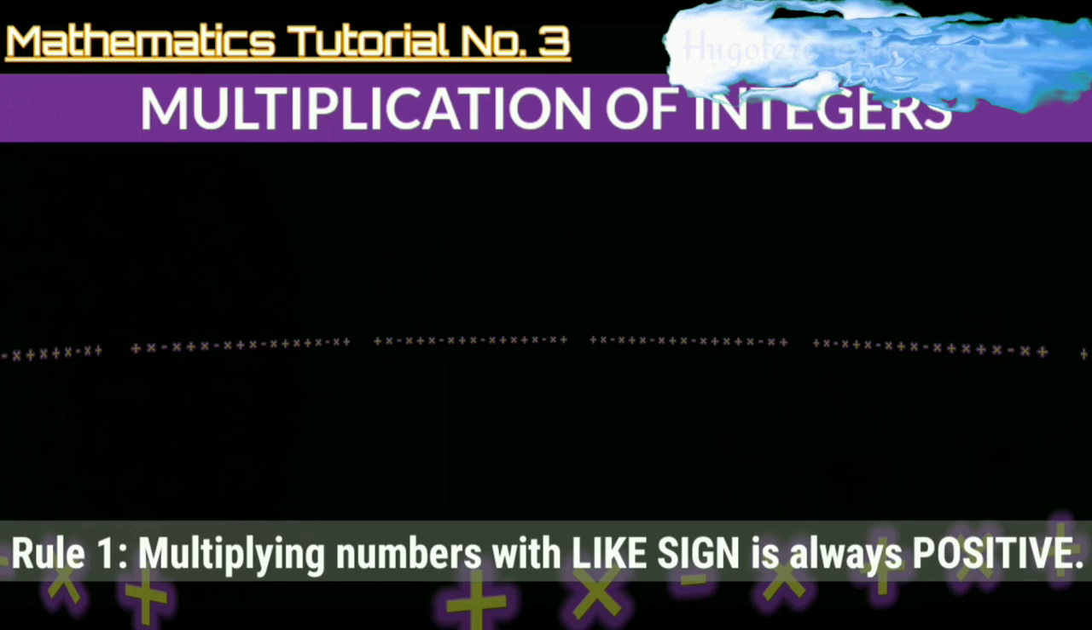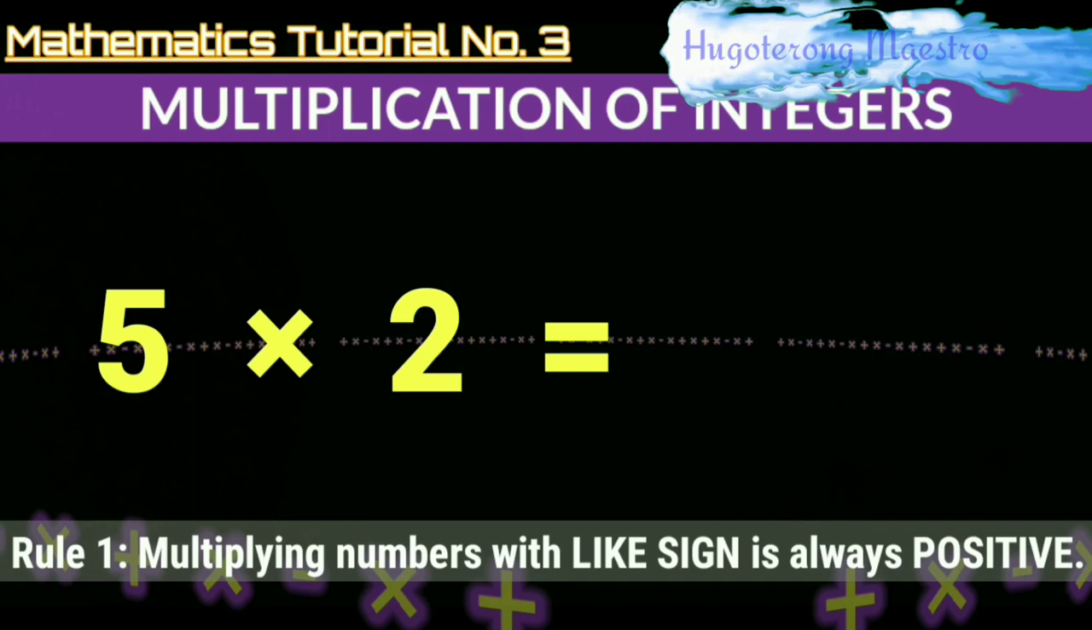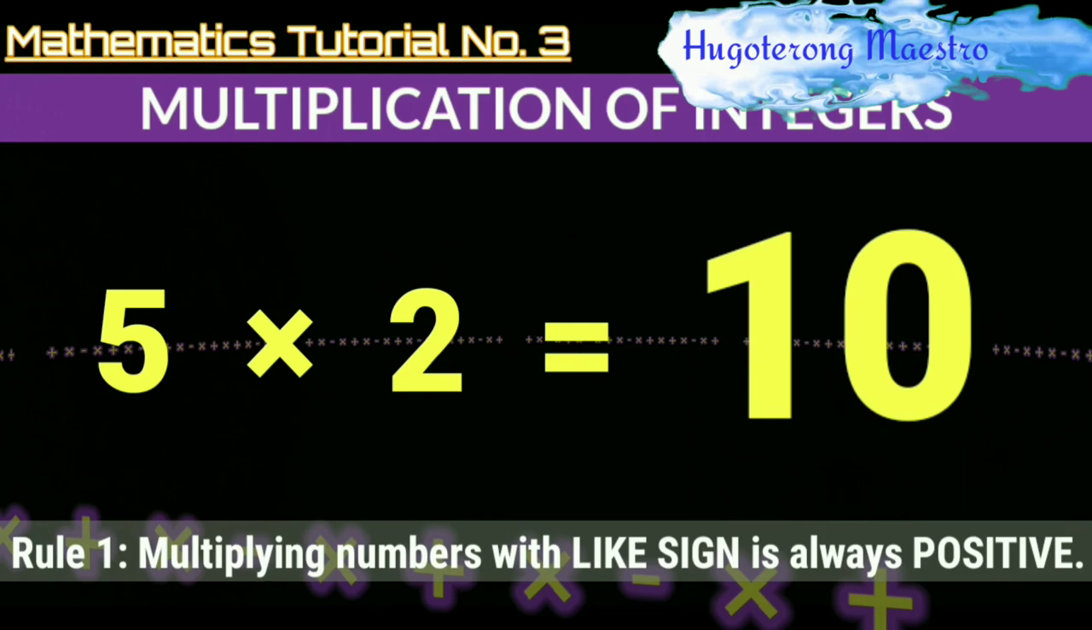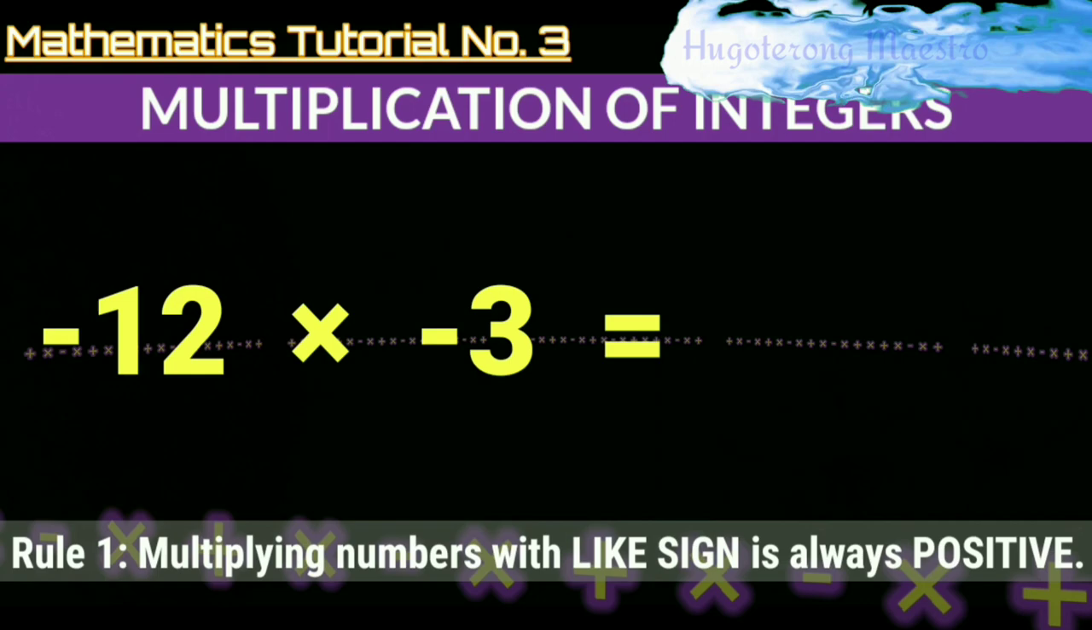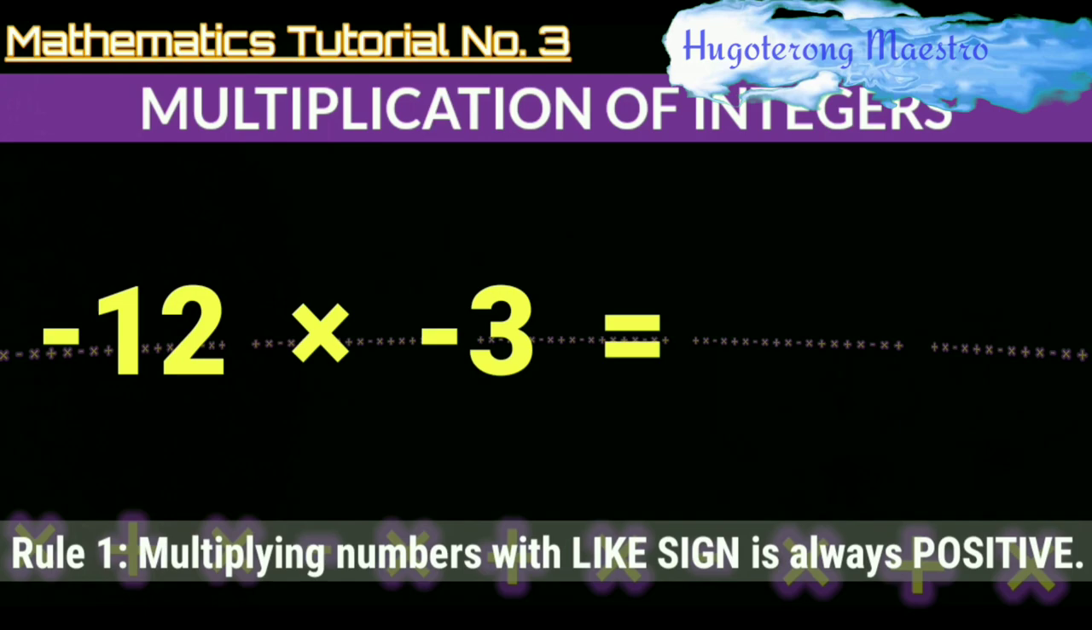Let us take more examples. Positive 5 times positive 2. So, since their signs are both positive, ang sagot niyan ay magiging positive. So, 5 times 2, that is positive 10. Another example, negative 12 times negative 3. So we can see their signs are both negative. So our answer must be positive. So negative 12 times negative 3, that is positive 36.